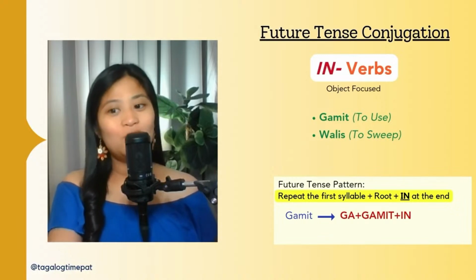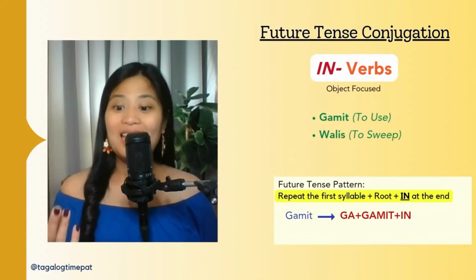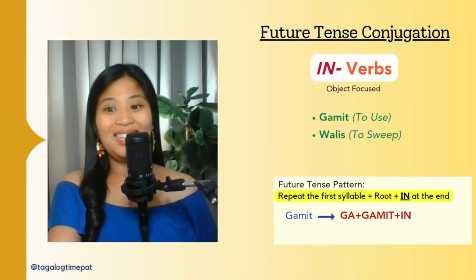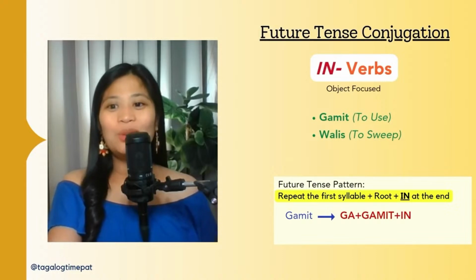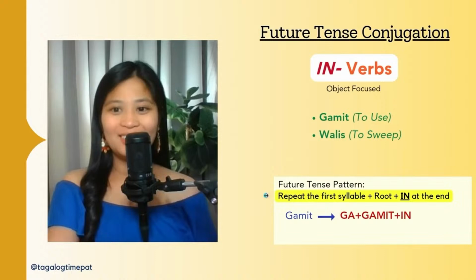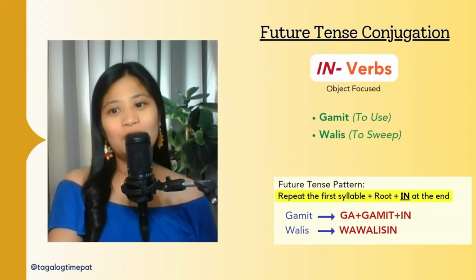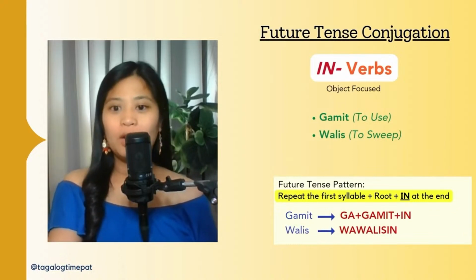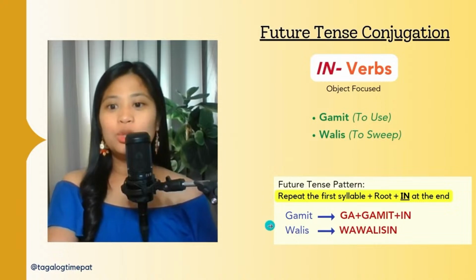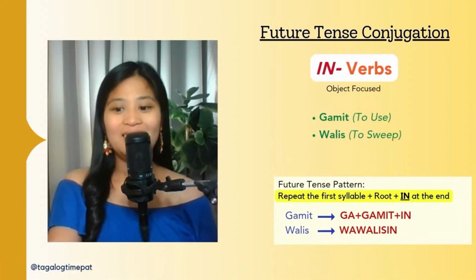So this is very interesting. We haven't seen a suffix yet, so the in goes at the end of the word. This is the first time we've seen this. You jot it down. What do you think walis, to sweep, will be in the future tense? Just use this pattern. All right, walis in the future tense will be wawalisin. Wawalisin ko yung sahig. I will sweep the floor. So again, you just repeat the first syllable, then it's the root, and then in goes at the end.